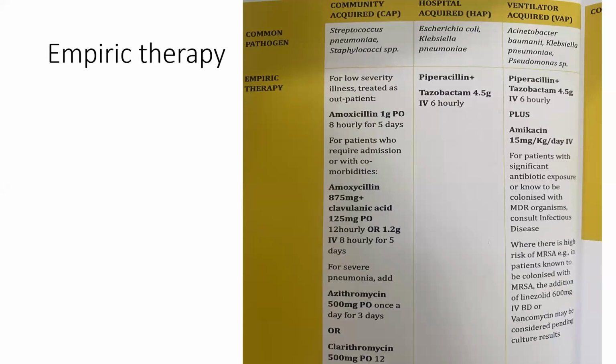For HAP, we have said these are the top 3 organisms, so we stuck with Piptazo for empiric therapy. Then we de-escalate depending on the lab results. Where Pseudomonas species or Acinetobacter baumannii is suspected, empirically we combine Piptazo with amikacin, and where there is a high risk of MRSA, we consider linezolid or vancomycin in our setup.